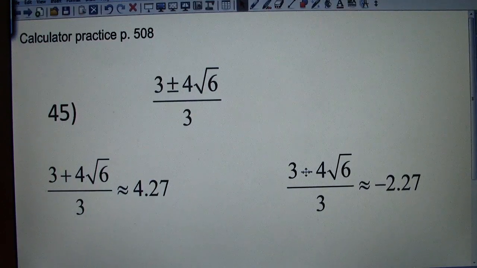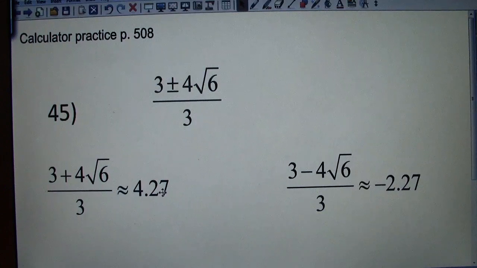And depending on what kind of calculator you have will depend on the sequence of the buttons that you need to push. Some people will have calculating devices where they can just put this whole numerator in and then divide by 3 and it works. Some people have to do the square root of 6, multiply that by 4, and then add 3 and evaluate that, and then divide it by 3. So you're going to have to figure out the button sequence that you need to use with your calculator.